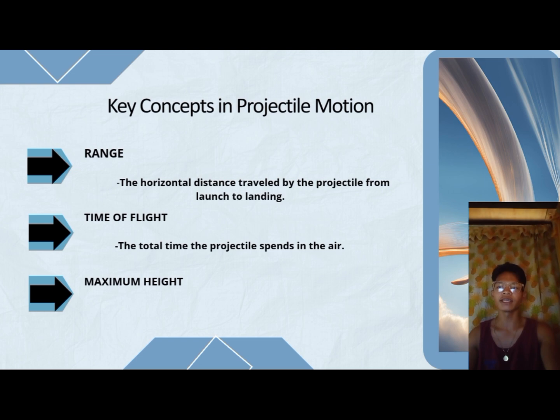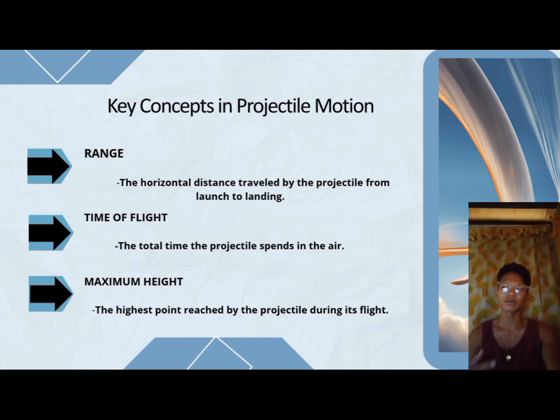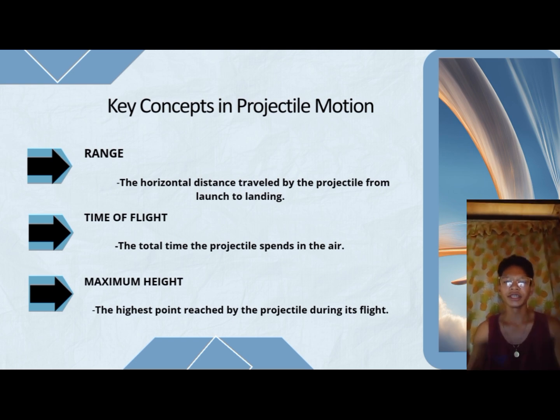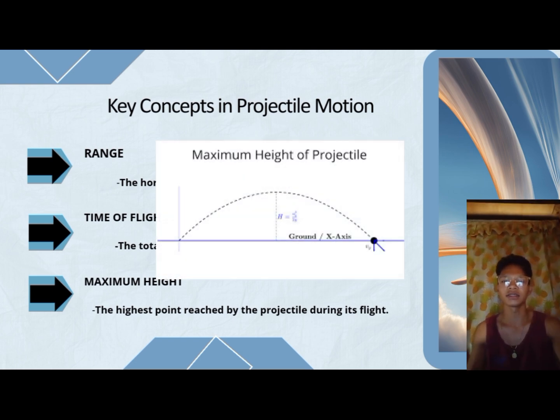Third is maximum height. Maximum height is the highest point reached by the projectile during its flight. Ang maximum height is mao na ang isang distance gikan sa start nga pag-launch sa object padung sa kinatas-an niya nga naabtan sa air. Mao na ang distance niya, distance from start o padung sa air. Kinatas-an niya distance, mao na ang gitawag nato og maximum height of projectile. Here is the example of maximum height.